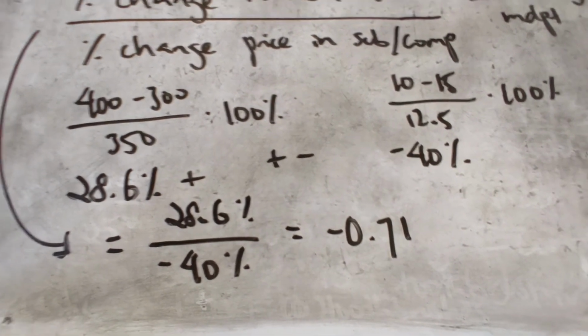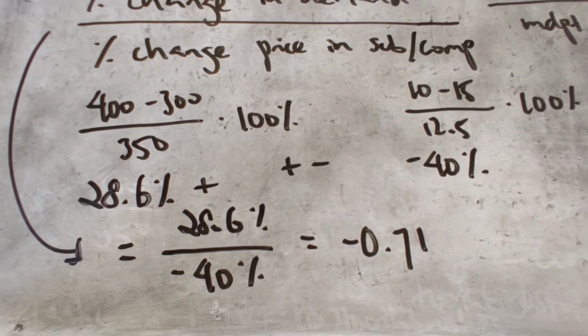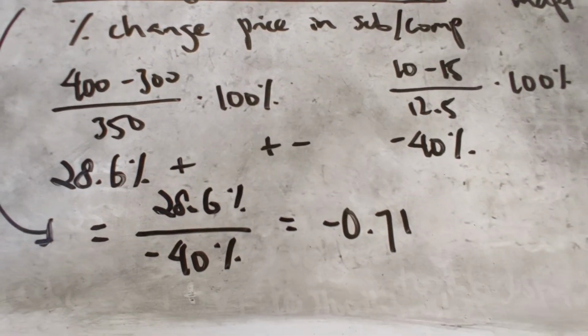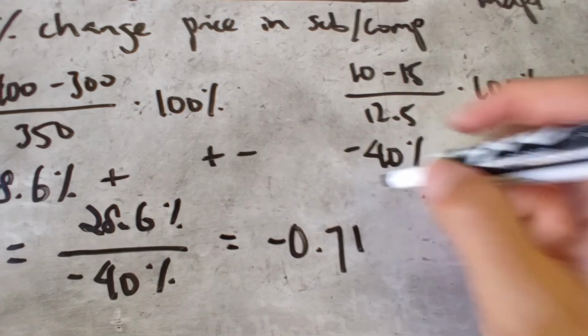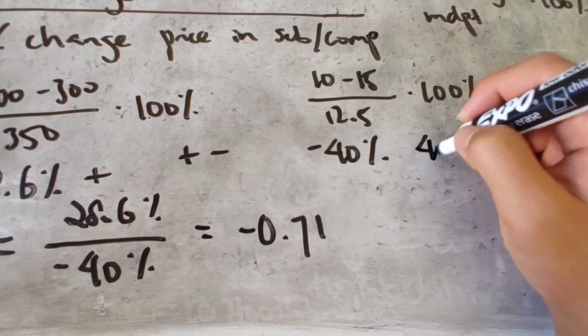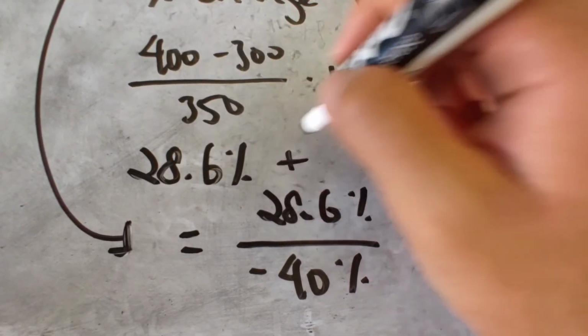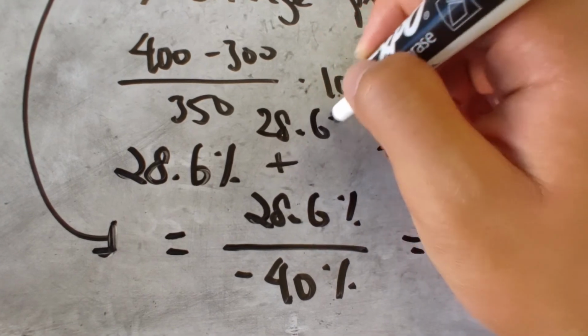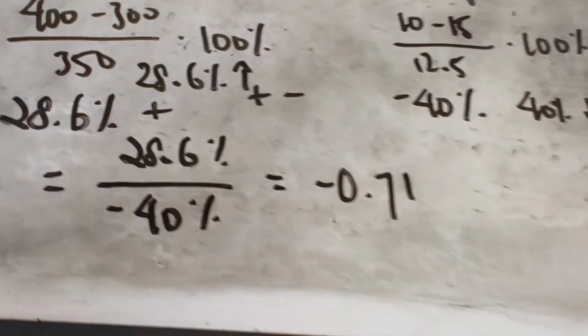And also, just on a side note, like I said before, a negative 40% could also be the same thing as a 40% decrease, while a positive would be an increase. So this would be a 28.6% increase.